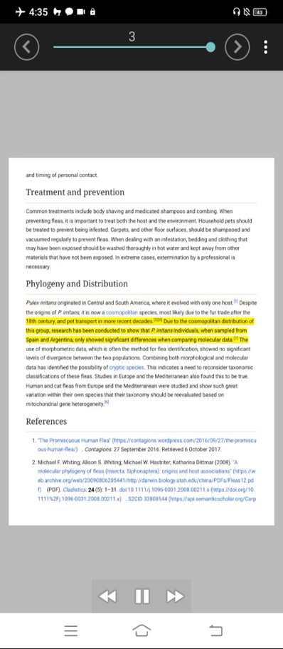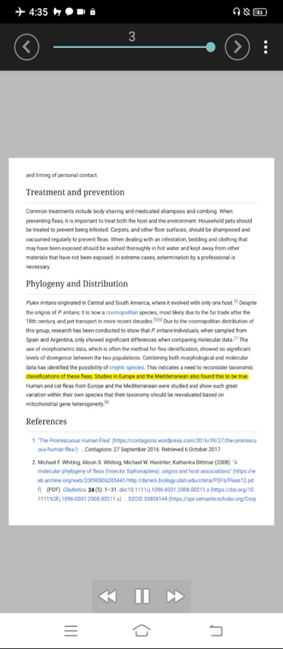Due to the cosmopolitan distribution of this group, research has been conducted to show that P. irritans individuals, when sampled from Spain and Argentina, only showed significant differences when comparing molecular data. The use of morphometric data, which is often the method for flea identification, showed no significant levels of divergence between the two populations. Combining both morphological and molecular data has identified the possibility of cryptic species. This indicates a need to reconsider taxonomic classifications of these fleas.